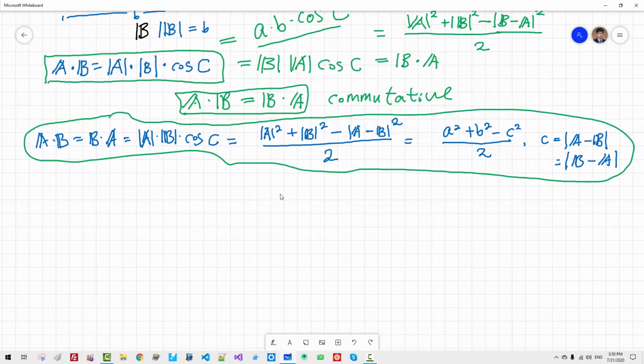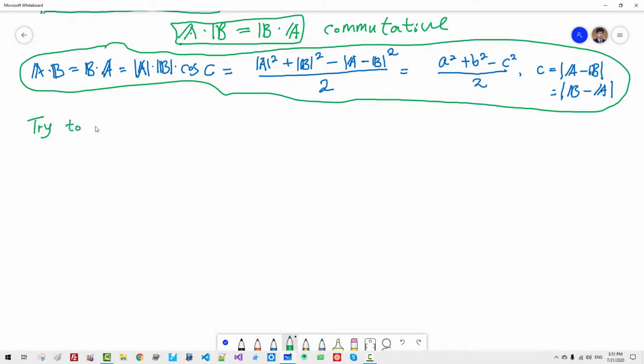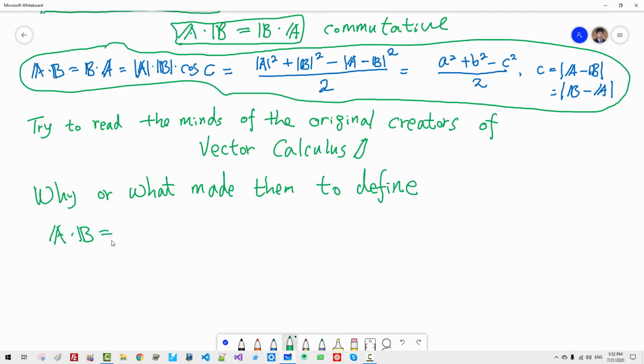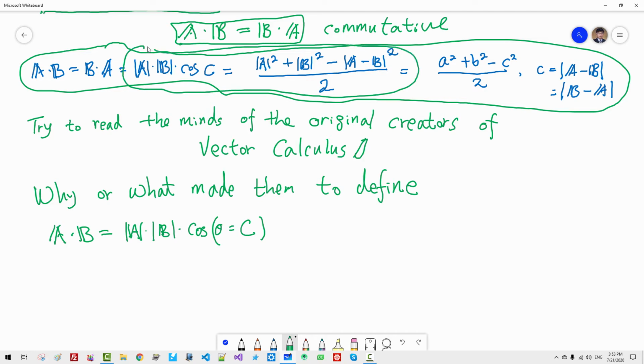Now I scroll up. Try to read the minds of the original creators of vector calculus. Why or what made them to define A dot B, the dot product, A magnitude times B magnitude times cosine angle between vector A and the vector B, or theta, or C. In my next episode, I will explain this part of the equations.